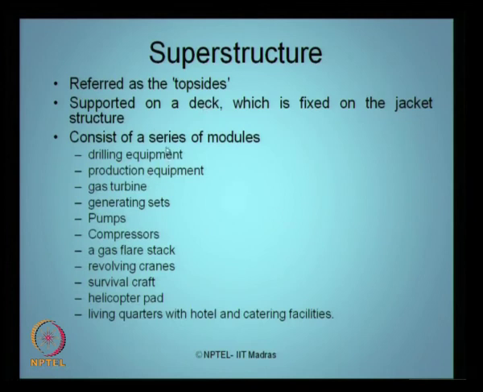The topside consists essentially of different modules containing drilling equipment, production equipment, gas turbine facilities, generator units, pump sets, compressors, a flare stack, revolving cranes, survival aircraft, helipads, living quarters with hotel and catering facilities for personnel working on board. The total weight of a topside alone can be as high as 40,000 metric tons.